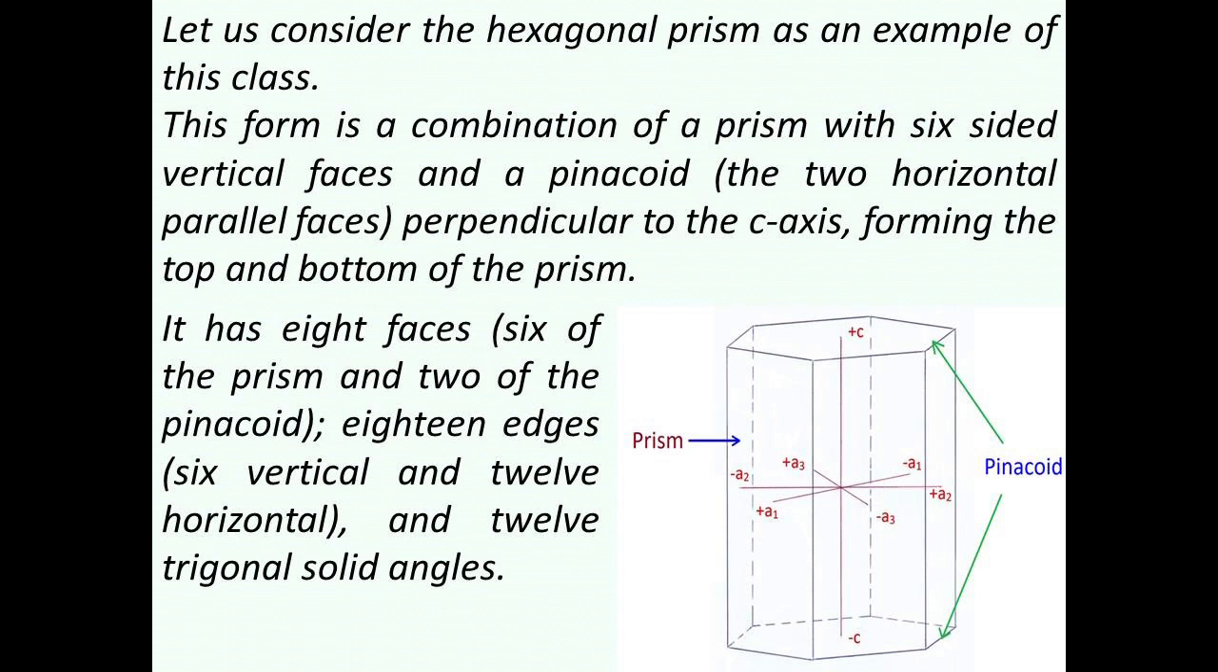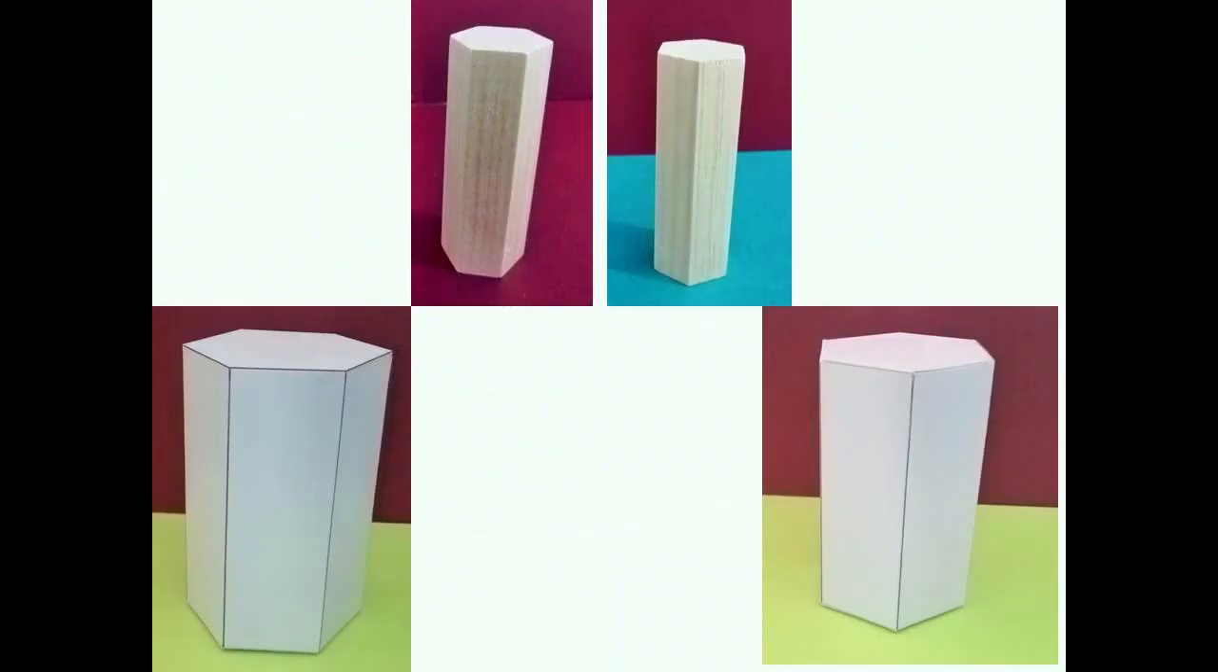This form is a combination of a prism with 6-sided vertical faces and a pinacoid perpendicular to the c-axis, forming the top and bottom of the prism. It has 8 faces, 6 of the prism and 2 of the pinacoid, 18 edges, 6 vertical and 12 horizontal, and 12 trigonal solid angles.